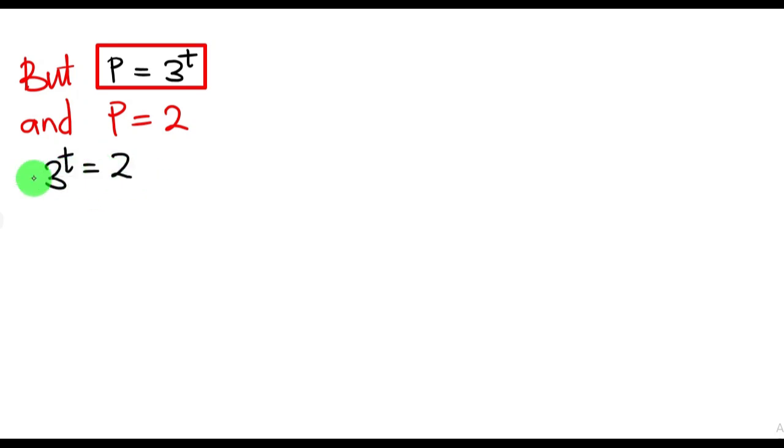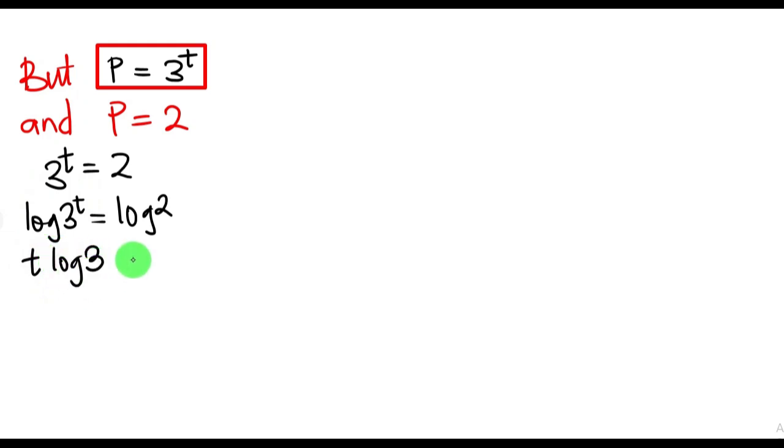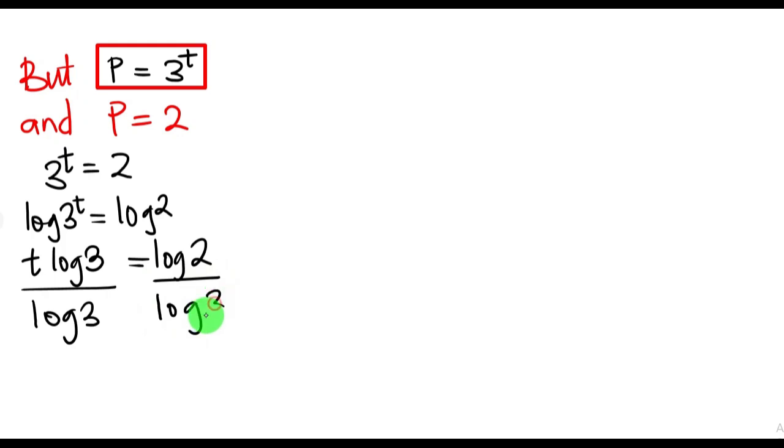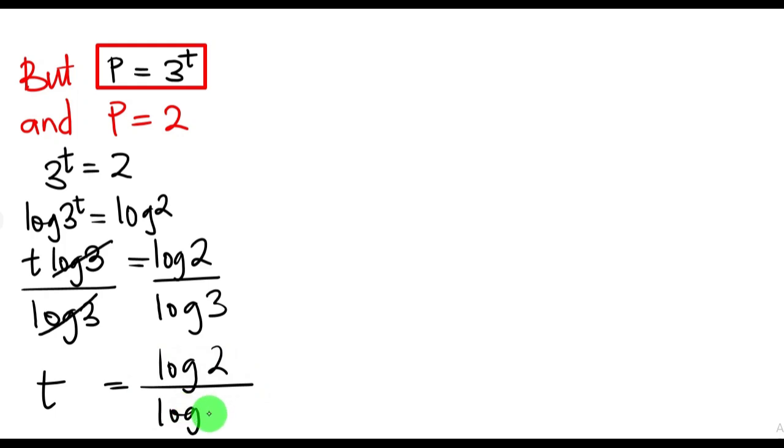Applying logarithm, that is natural log, to both sides, we have log of 3 raised to the power of t equals log of 2. Therefore, this power of t comes here. We have t log of 3 equals log of 2. Dividing both sides by log of 3, what are we going to have? Log 3 cancels log 3. So t equals log of 2 over log of 3.